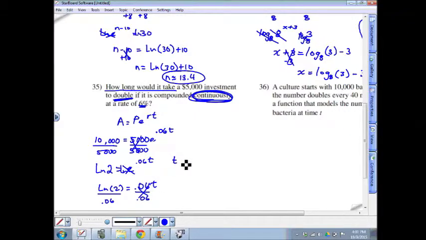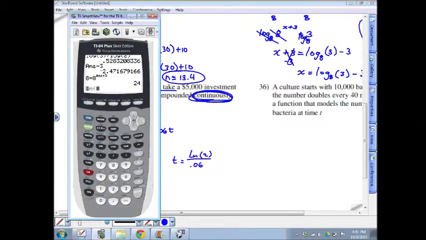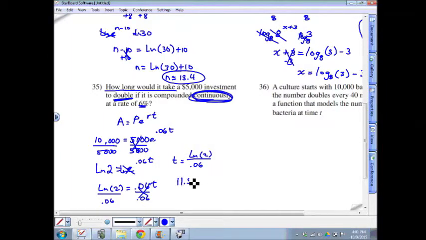So we get a value of t is equal to the natural log of 2 divided by 0.06, which is 11.55. And since this is a contextual situation or a word problem, we have to associate this number with what it actually is. This is years. So if you invest $5,000 at 6% interest compounded continuously, in about 11.5 years you would expect your investment to double.